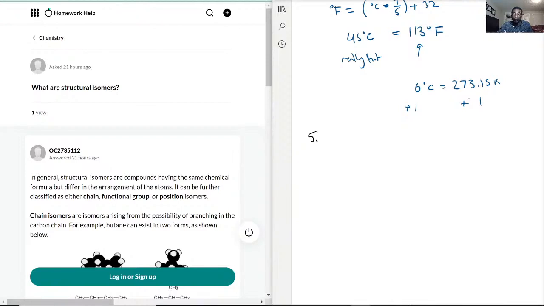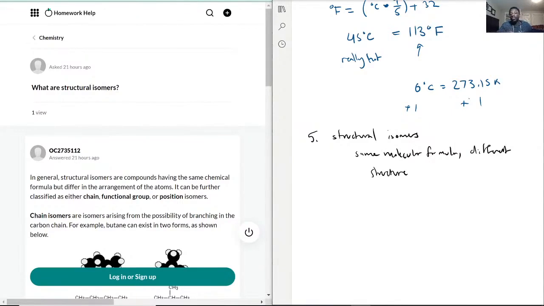What are structural isomers? Structural isomers are just things that have the same molecular formula, but different structure. So it's kind of in its name. Structural isomers. Okay, so like I said, same molecular formula, different structure.